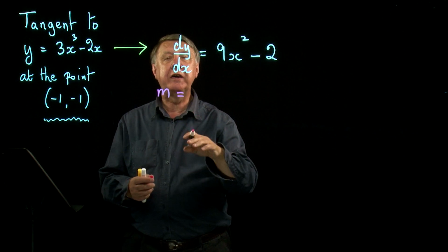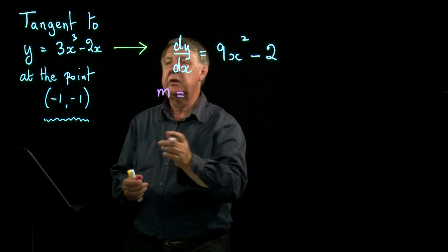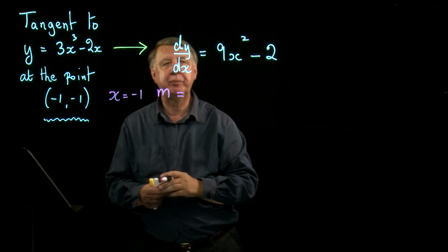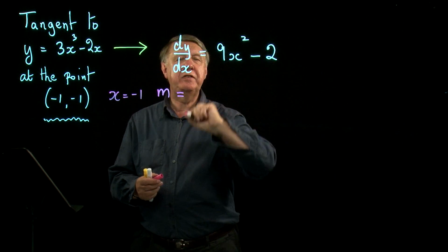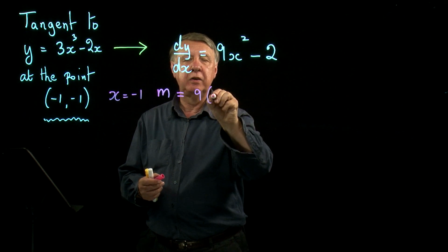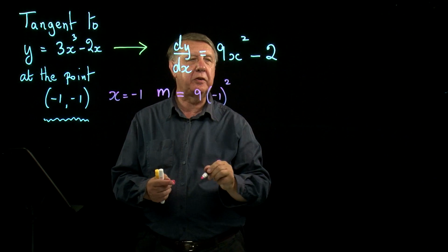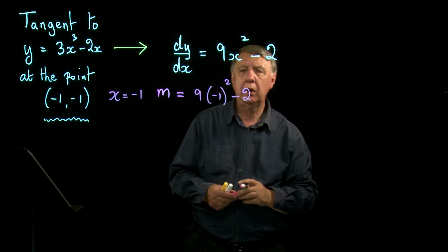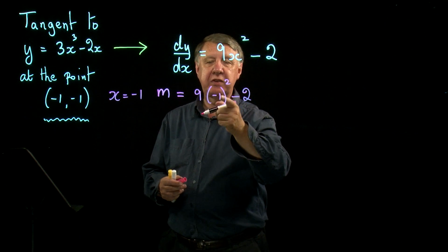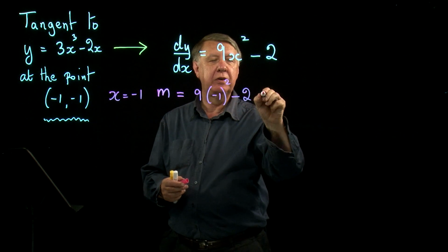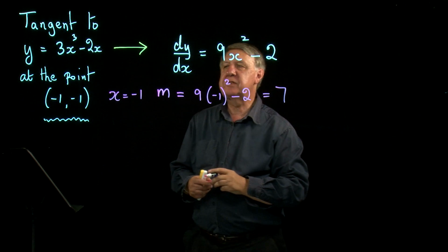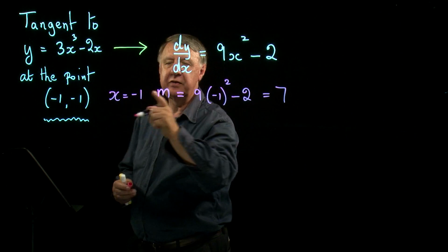Now I'm going to find the particular gradient when x is equal to -1. So if I put -1 into here, I get 9 times -1 squared, take away 2. -1 squared, of course, is +1, times 9 is 9. Take away 2 gives me the gradient at this point is equal to 7.